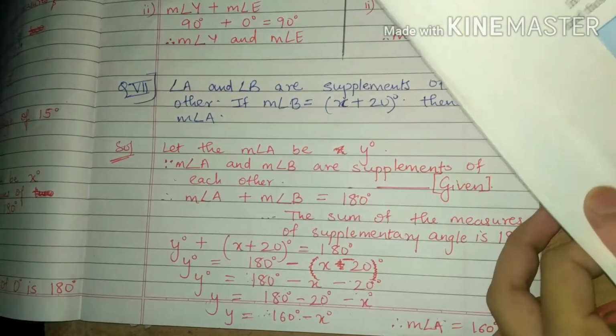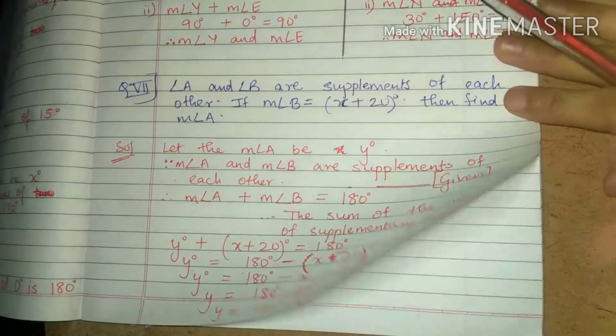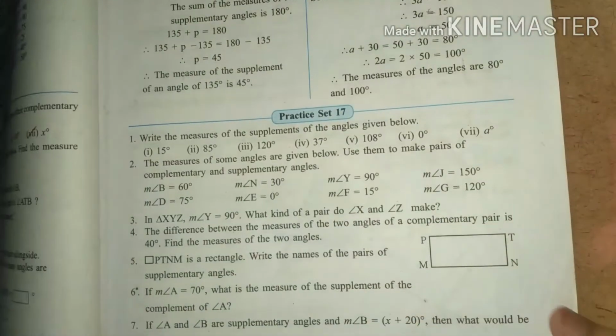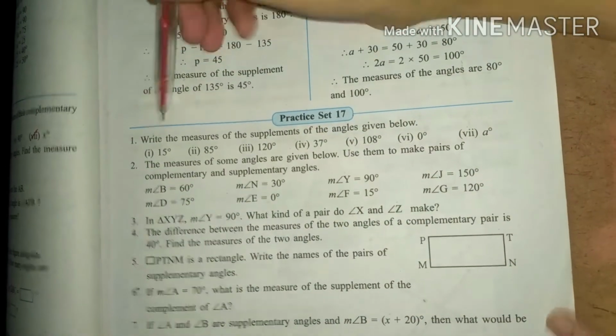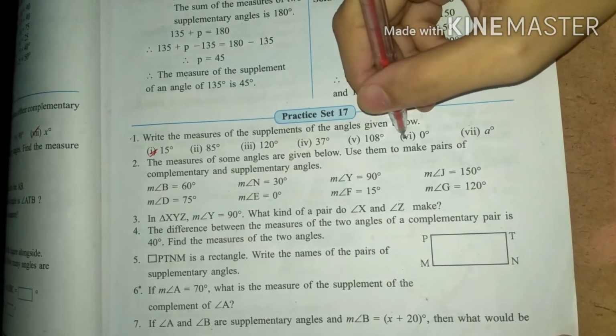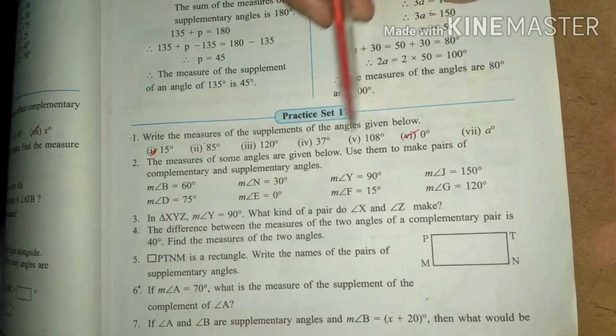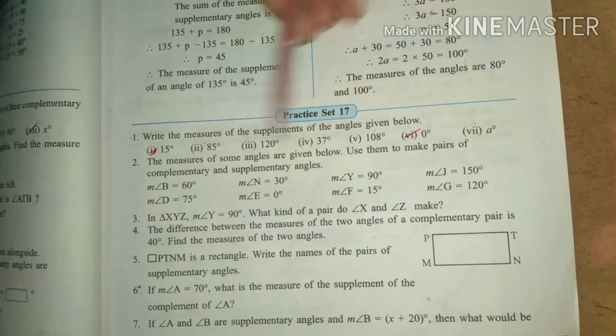Okay, let me see what the sums for homework are. Let me show you. Okay, see, practice set 17. The first part I have shown you, this 15 degrees and 0 degrees. So sums second, third, fourth, fifth and sixth are your homework.